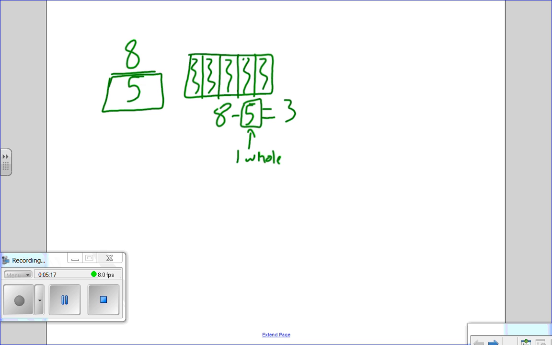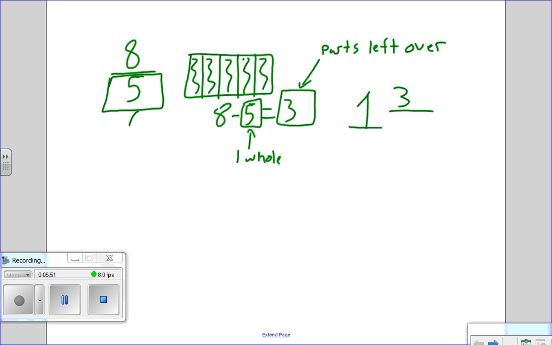Now my question that I have to ask myself is how many parts do I have left over? So when I subtract 8 minus 5, I have 3. So I look at this 3 here. This is the number of parts left over. And if we remember, my denominator will never change. So I have one whole. I have 3 parts left over. And if I bring my denominator from over here, I know that my denominator, or number of parts in the whole, is 5. So changing my improper fraction, or fraction greater than 1, from 8/5 to my mixed number is 1 3/5. I hope everybody understands this, and I look forward to teaching you more about improper fractions.